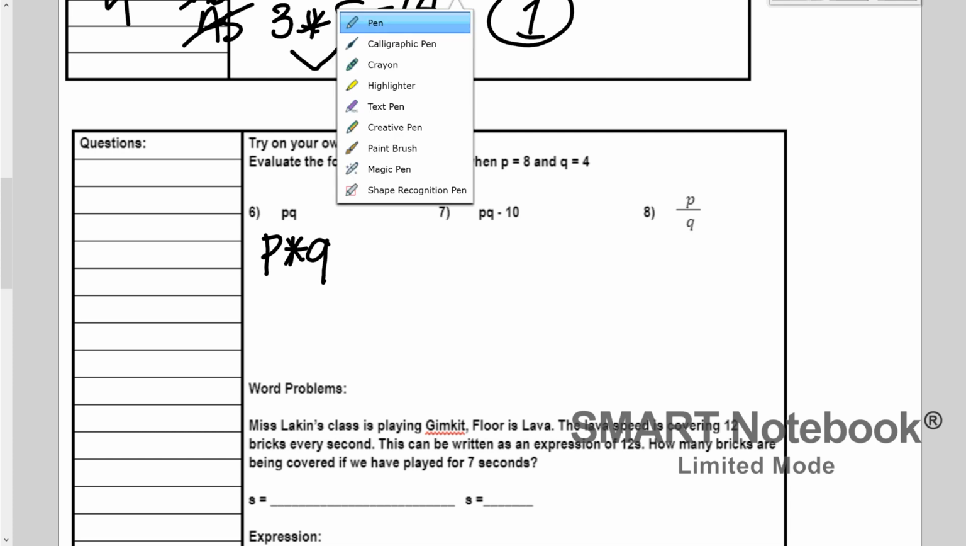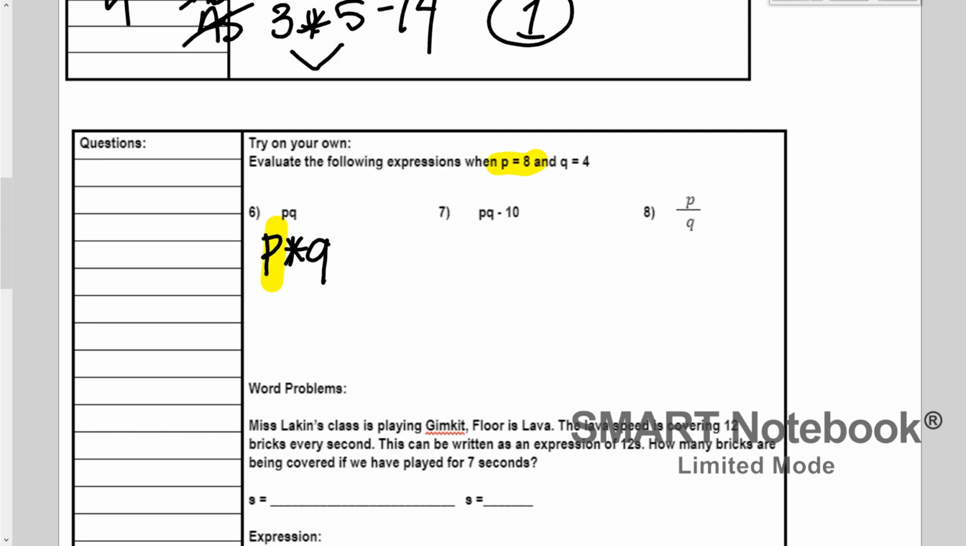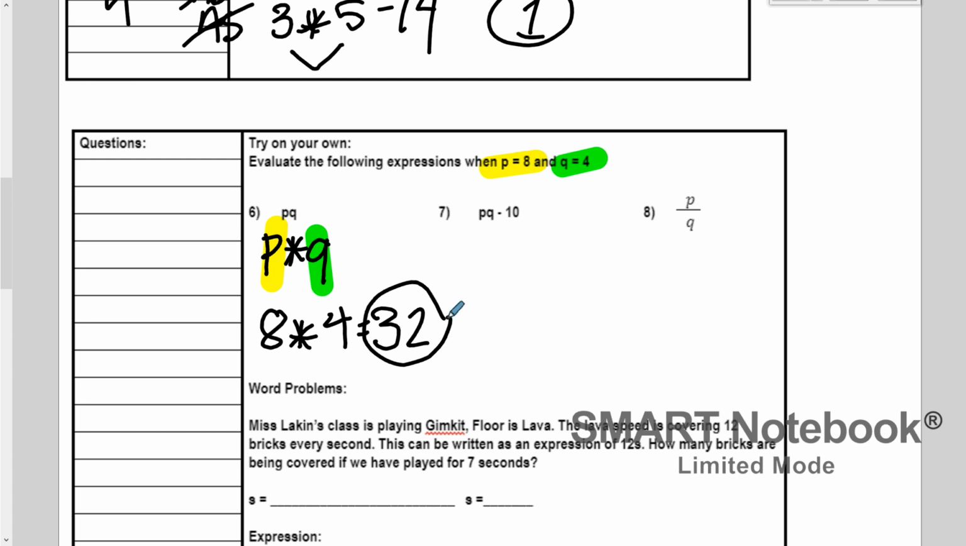They tell me that P is 8 and Q is 4. I'm using these colors just for you, for the unpackers. All right, so I've got 8 going in for my P, because those are both yellow. I've got green, or 4, going in for my Q. We've got 8 times 4, which is 32, final answer. Notice how when I put in that 8 and that 4, that did not become an 84. It's not an 84, it's an 8 times 4. Make sure you put that multiplication sign in.